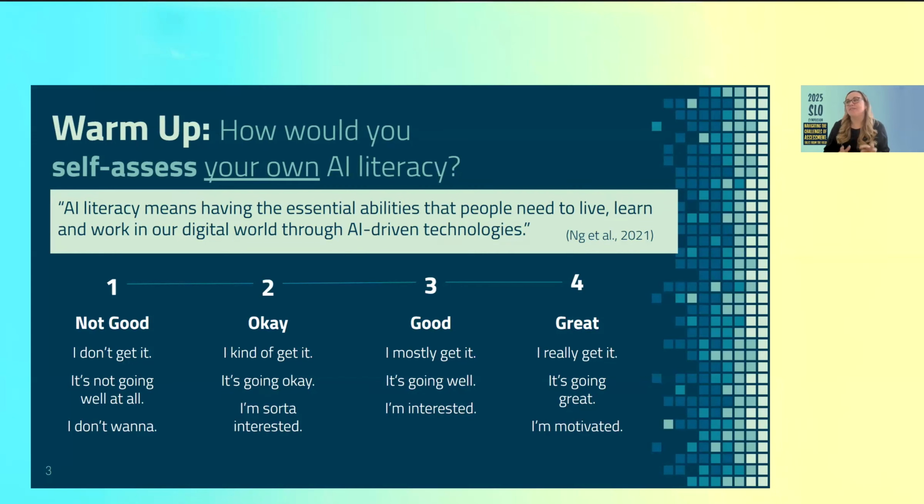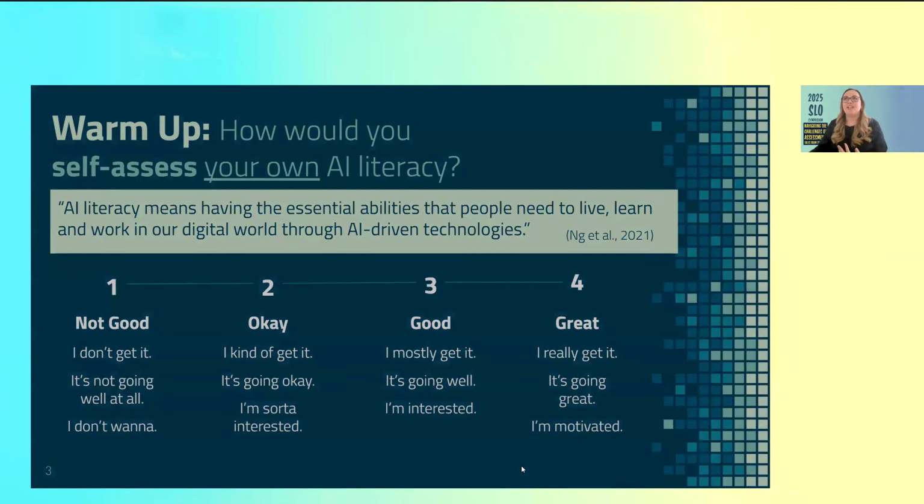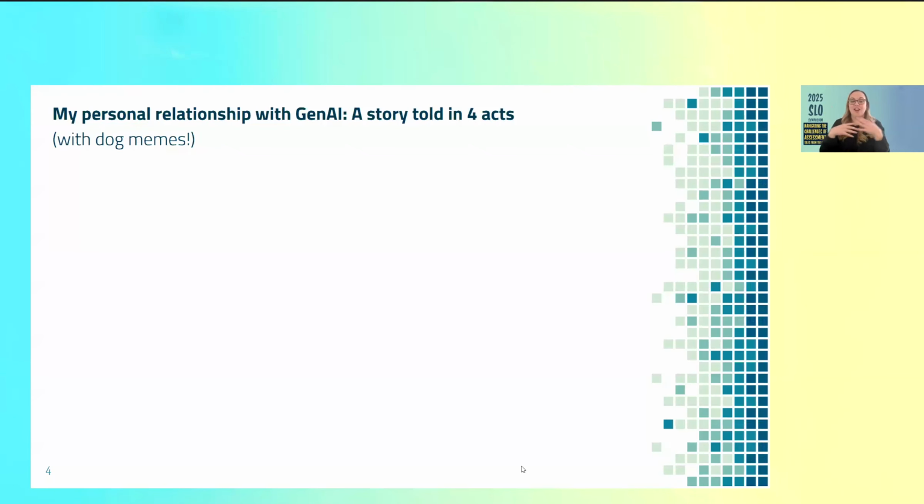So maybe I put myself at a 3.2. I think it's important to start with this because it's the guiding question of my talk, but also my own personal journey. So I want to briefly share with you my personal relationship with Gen AI, a story told in 4 acts, mostly with dog memes.